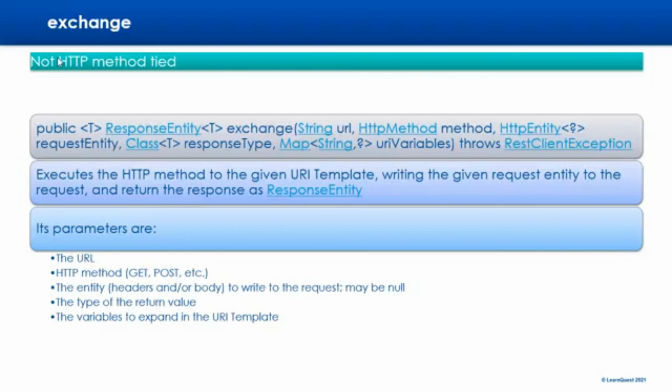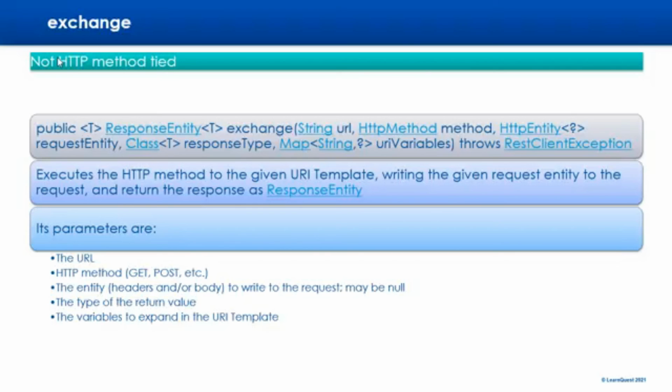The third method we could do is exchange. It doesn't have a get in front of it. You have to stipulate what HTTP method you're using. It does return a response entity. The parameters are the URL. You have to stipulate the HTTP method.